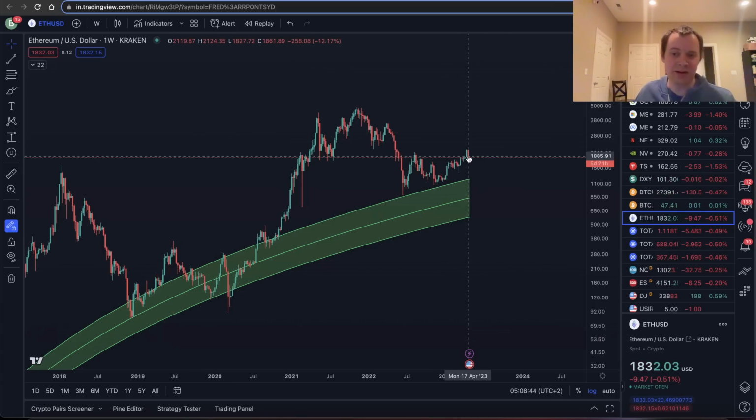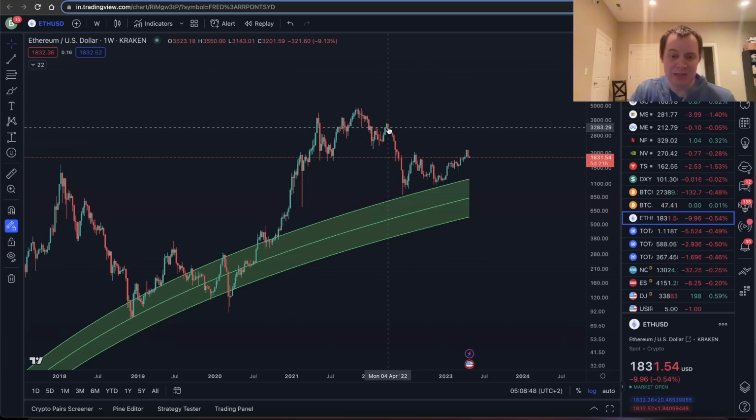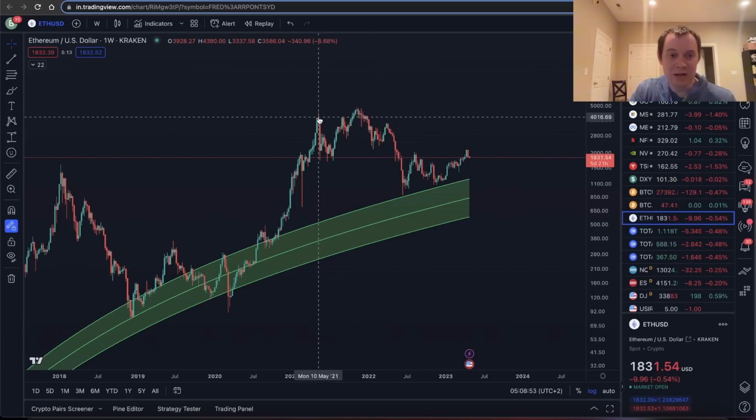We already know that Ethereum seasonality isn't really that great going into the summer. We saw that last time. We saw that in April of 2022. We saw that in May of 2021, right? So it's not really that dissimilar from what we saw the last 2 years.